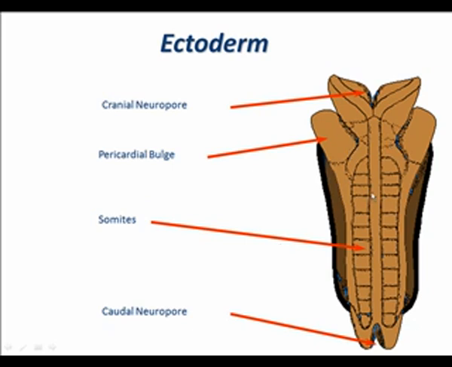The fusion will continue cephalically and caudally, and before it finishes we have two openings, one in the cephalic area called the cranial neural pore, and in the caudal area called the caudal neural pore. And these will be the last areas that will fuse.